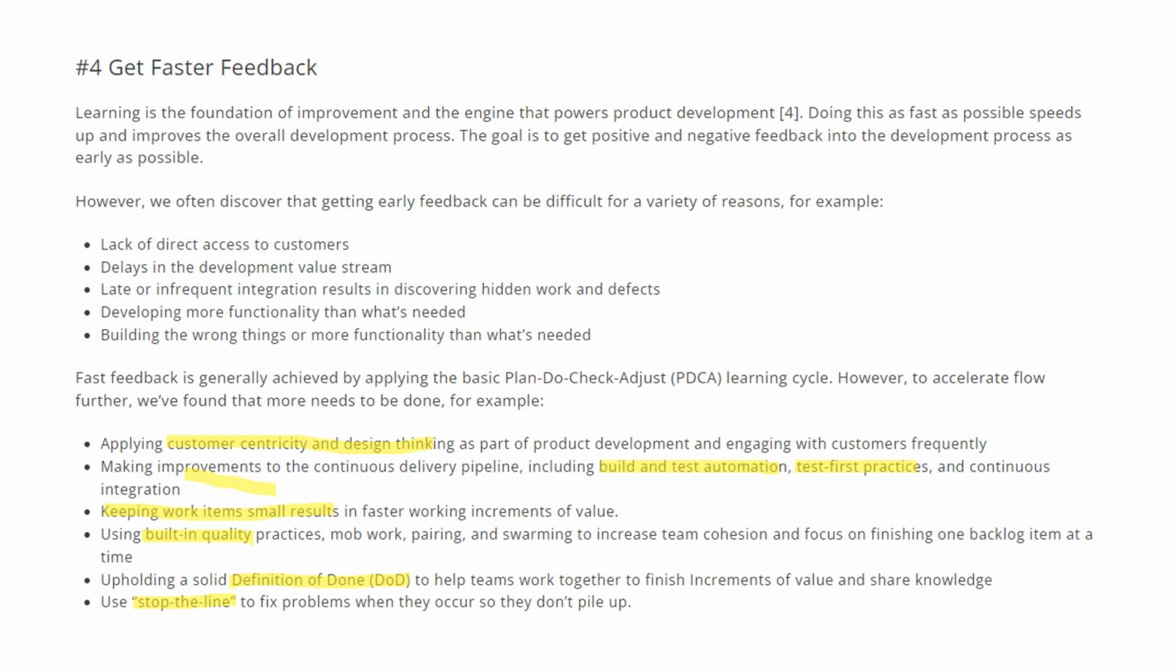Upholding a solid definition of done helps the teams work together to finish increments of value and share knowledge. Use stop the line to fix problems when they occur so that they don't pile up. So these are the six items you can implement in your company, like customer centricity, design thinking, definition of done, built-in quality practices. If you have an agile team or if you have an agile methodology, you might have most of these things in place.